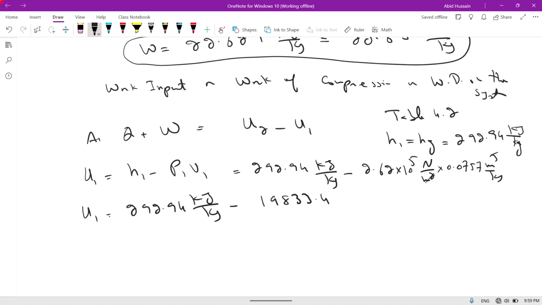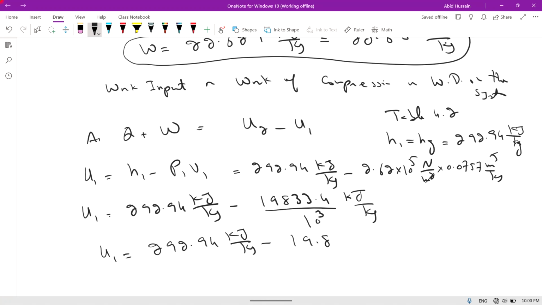Newton meter is equal to joule per kg, but this is in joule per kg and this unit is in kilojoule per kg. So to convert this into kilojoule per kg, multiply by kilo, and kilo is equal to 10 power 3, so divide by 10 power 3. So u1 is equal to 292.94 kilojoule per kg minus 19.8 divided by 10 power 3, which is equal to 19.833 kilojoule per kg.